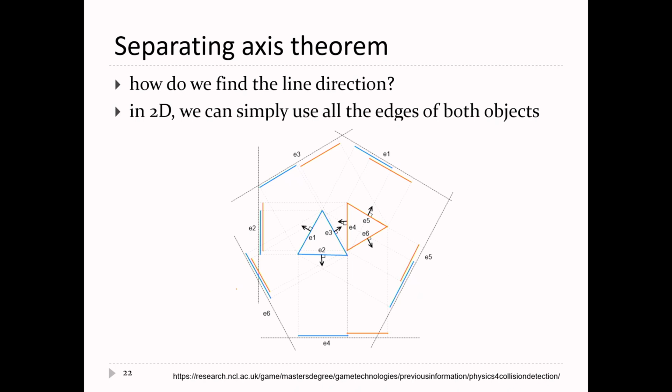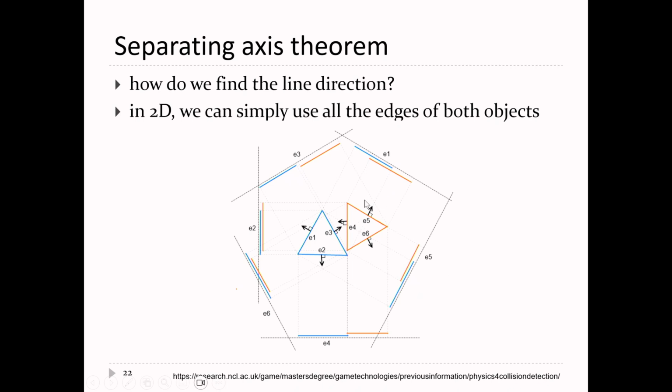In 2D, it turns out that you can just use the edges of your 2 shapes. Here we have 2 triangles. And so in this case, there are 6 possible axes that you have to consider. There's the axis given by E1 on the blue triangle, the axis given by E2 on the blue triangle, and E3 on the blue triangle. Similarly, E4, E5, and E6 on the red triangle. And you can see the projections, they're all drawn up here.